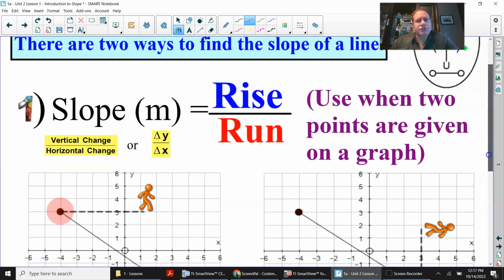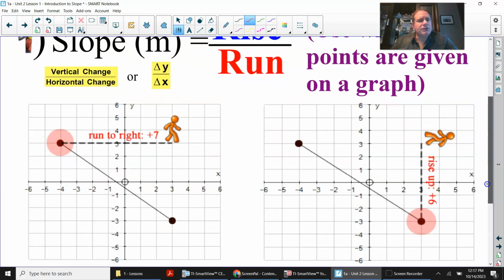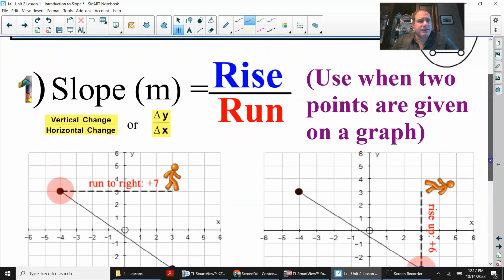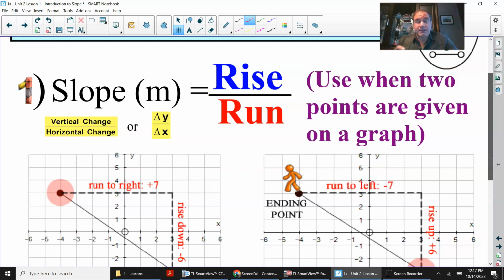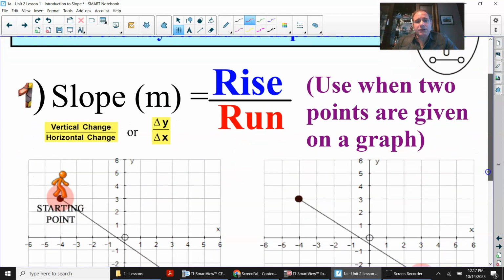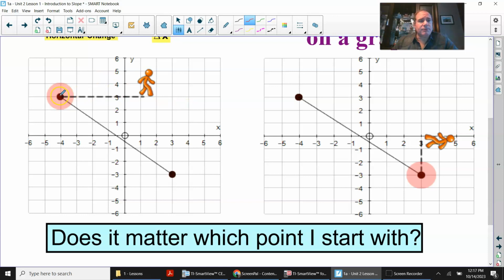Just remember, there are two ways to find the slope of a line. This one way is what we're concentrating on now. Remember, the slope formula is rise over run. It's actually used for when you have 2 points on a graph. It does not matter if you go to the right. Starting point right here, going to the right would be a positive 7.